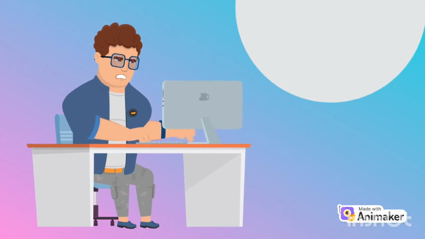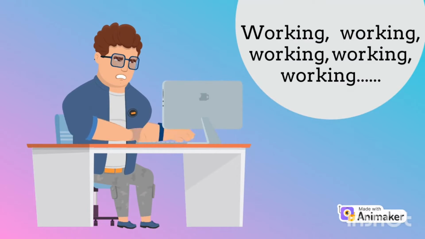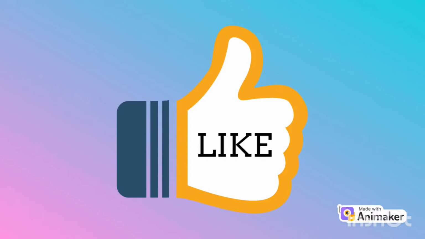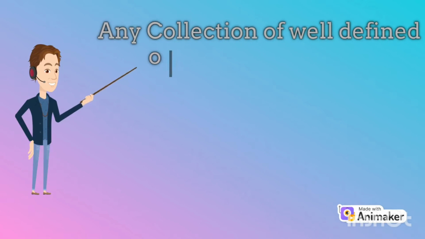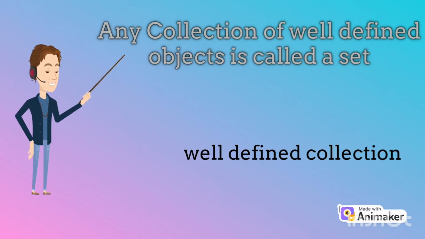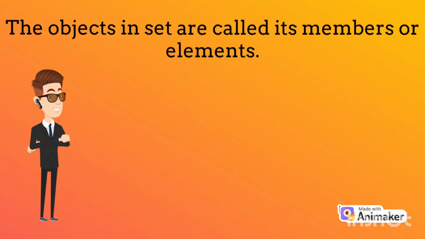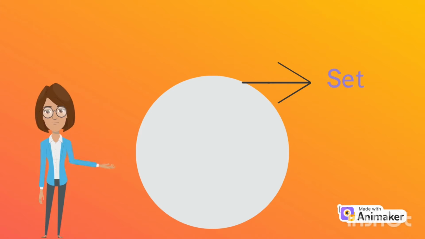While working on this video, I thought, is there any simple way to define a set? Yes, there is a very simple way, and I am going to show you that definition. Definition: any collection of well-defined objects is called a set. By well-defined objects, we mean that given a set and an object, it must be possible to decide whether or not the object belongs to the set. The objects in a set are called its members or elements.